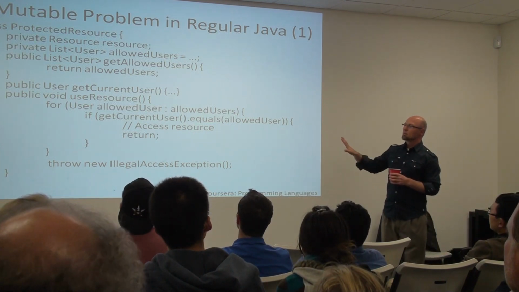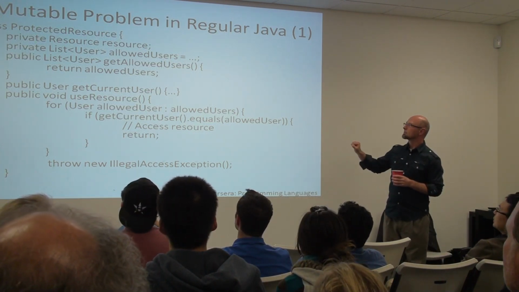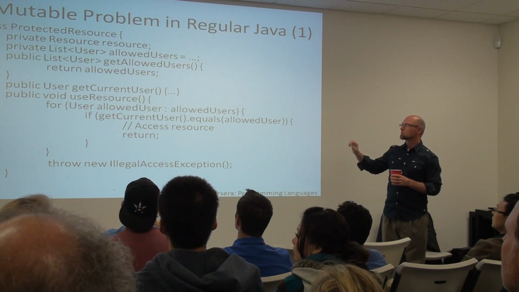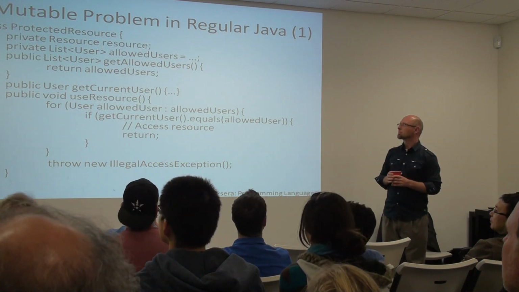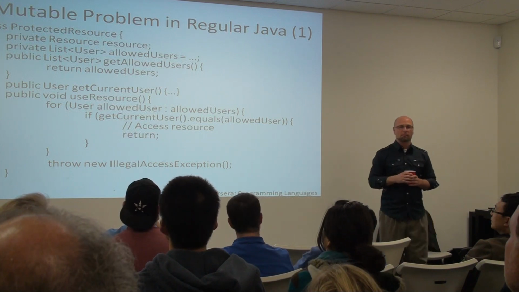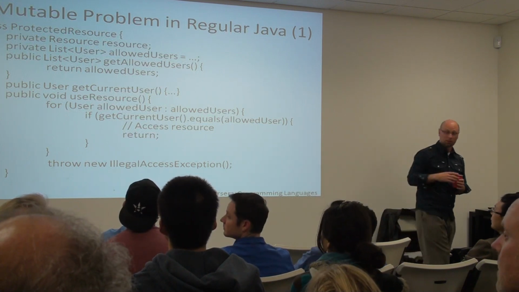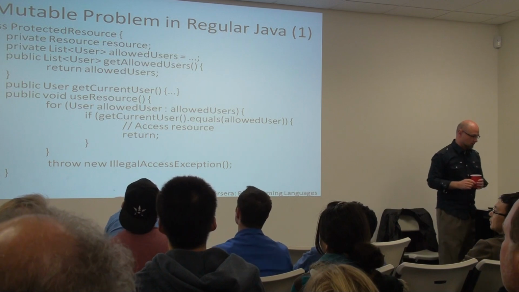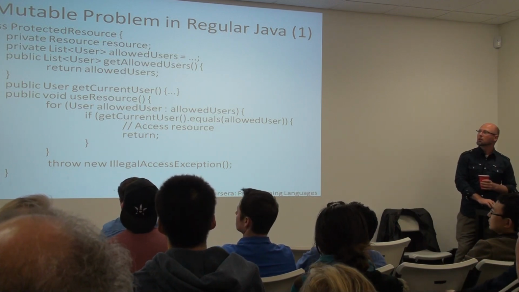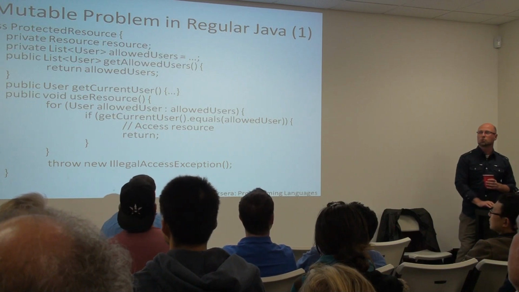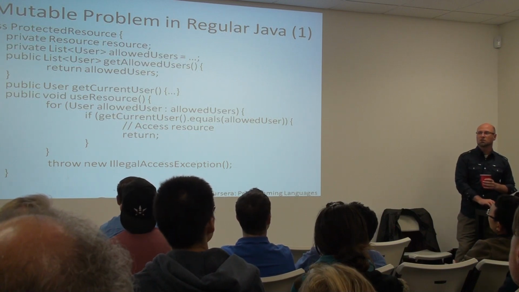So why are you calling get current user every iteration? This is what the code looked like. Okay, this is how it's done. Yes, so current user could change. Anything could change. Well, you couldn't change the current user, but you can change the list of allowed users.